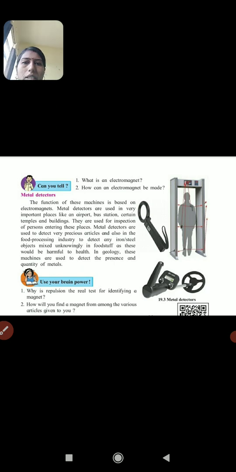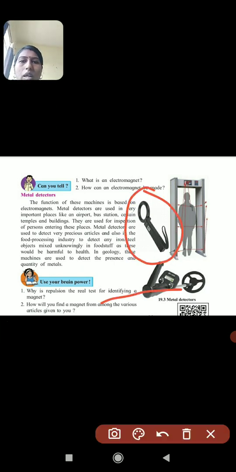Now this is a metal detector. Have you seen these? They are in important places. What is the function of this? It is based on the electromagnet only. These are used in very important places, children, like bus stations and airports. It is there in DMart, in certain temples and in buildings. If you go to big buildings in Mumbai, they use them, in the Taj Mahal, and in certain temples like Balaji in Tirupati. Nowadays they are used in DMart, big malls and big bazaars.